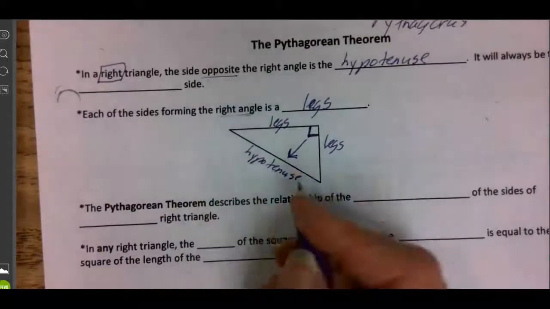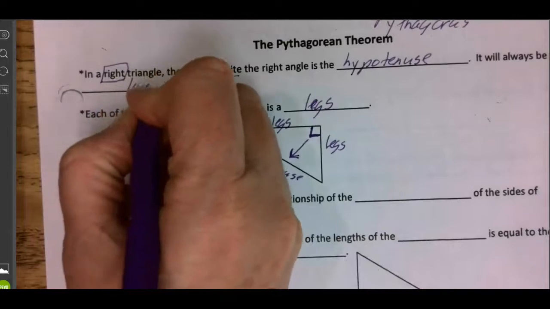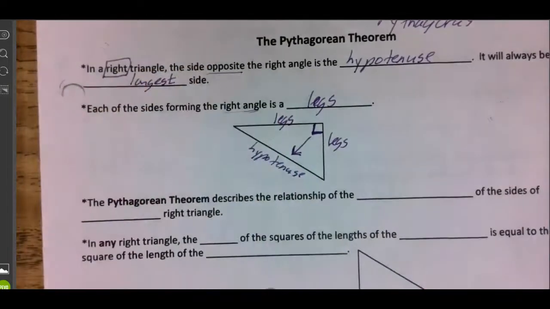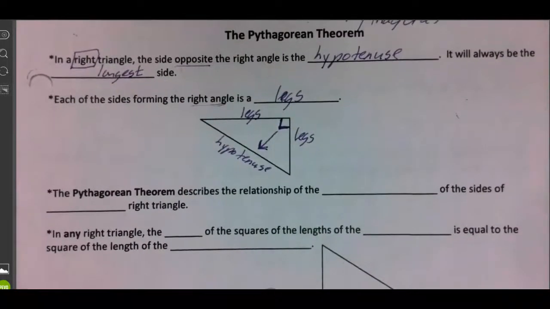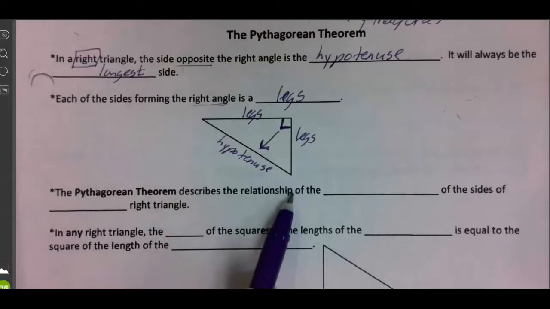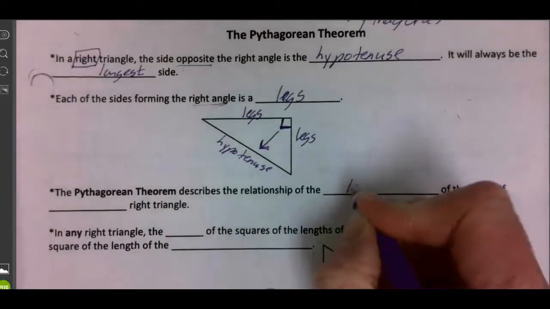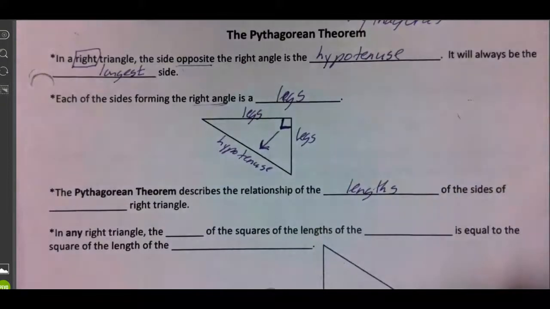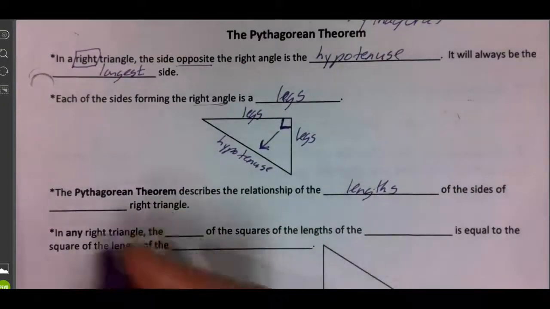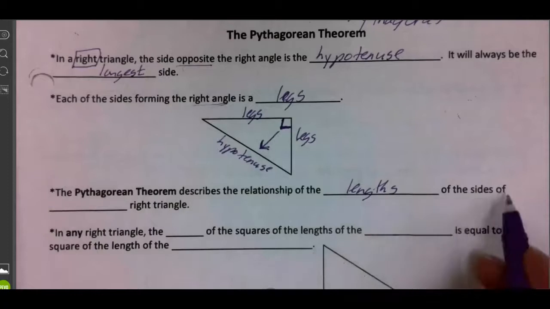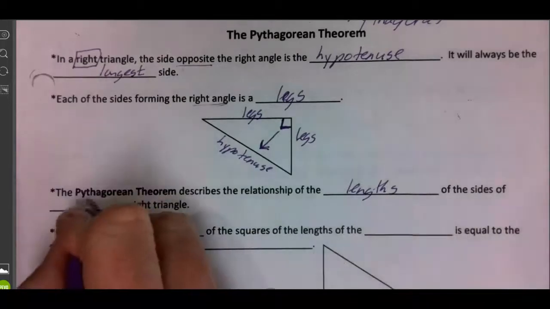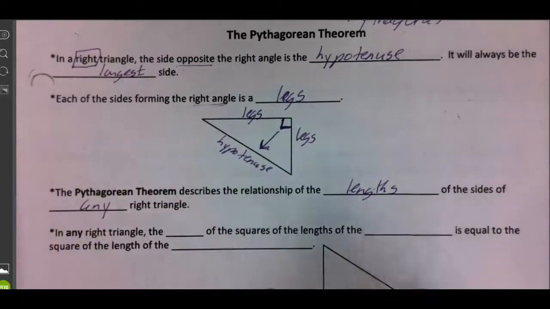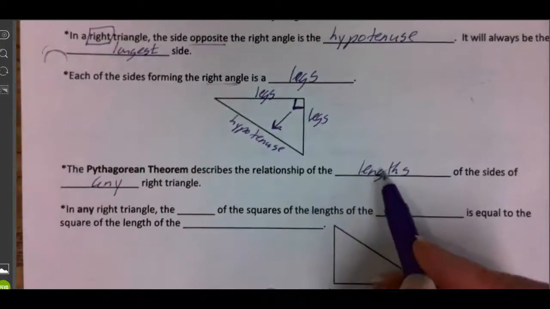It will always be the longest side. You'll learn more about that in geometry. We don't get to deal with it this year, but you'll learn that it has to be the longest side. Now, the Pythagorean theorem describes the relationship of the lengths of the sides of a right triangle. You can put any numbers there, but just the sides of any right triangle. Okay? And it's talking about what is the relationship between them.